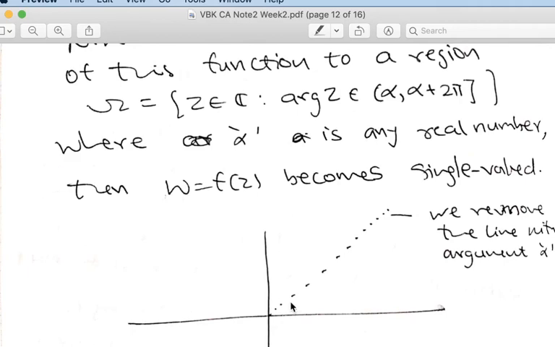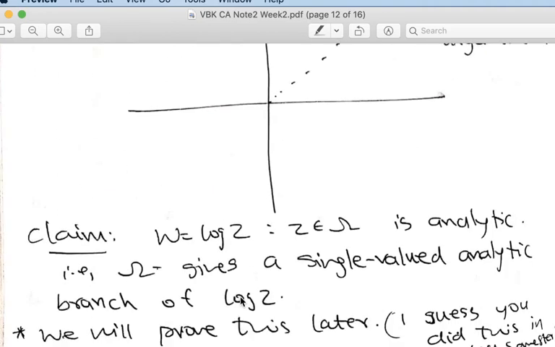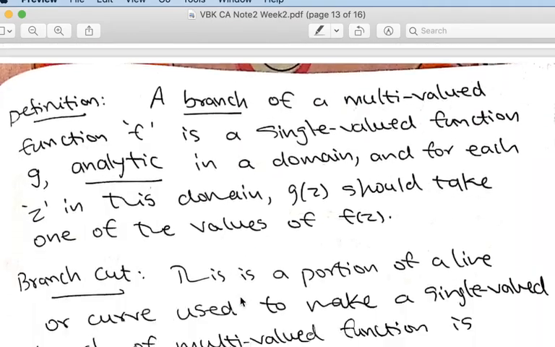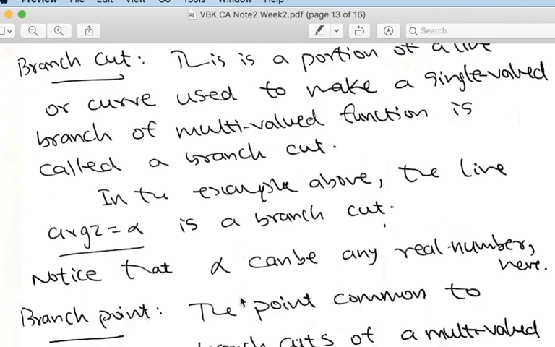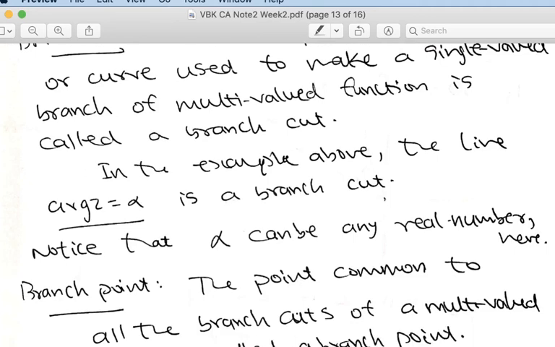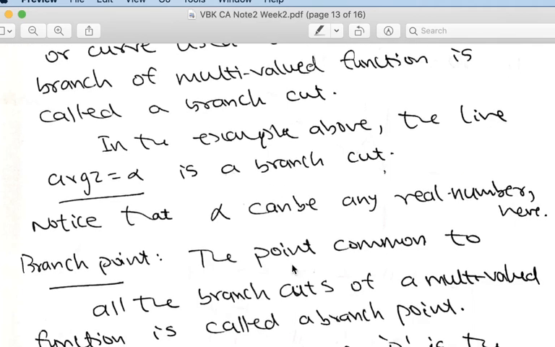For example, in this case, this line is a branch cut. You can remove any line, and you will obtain a branch. So any line starting from the origin going to infinity gives a branch. Any such line is a branch cut, something which we use to obtain a branch. And the common point in all branch cuts is known as the branch point. Here the origin is the branch point.